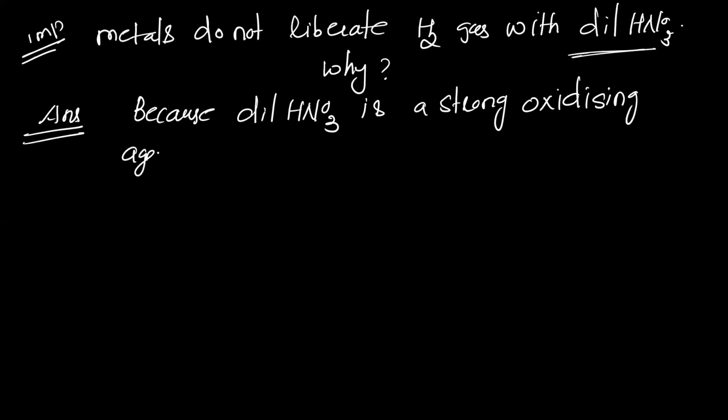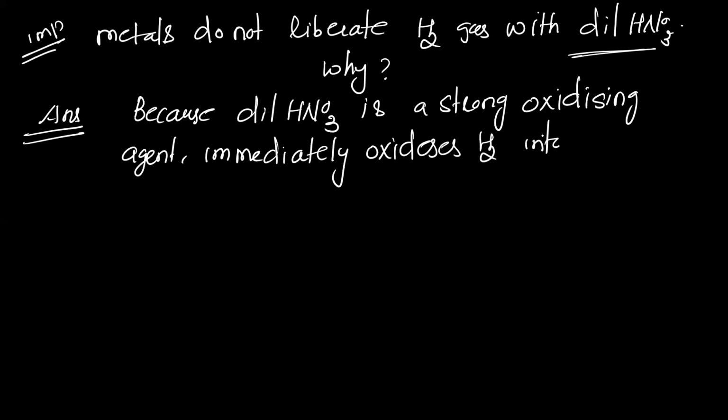Since it is a strong oxidizing agent, normally H2 would be liberated there, but the moment H2 is liberated, it immediately oxidizes that hydrogen, oxidizing H2 into water. Because of that reason, the metals do not liberate the hydrogen gas. Actually, hydrogen gas will be there, but we will not see it. Why? Because immediately H2 will be converted into water.